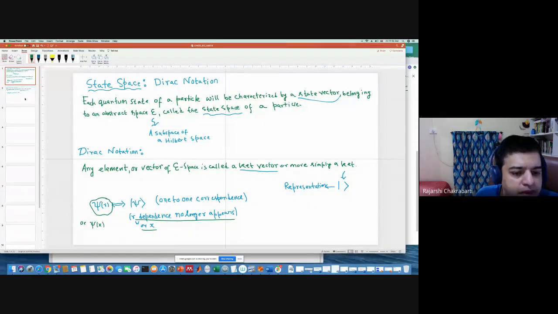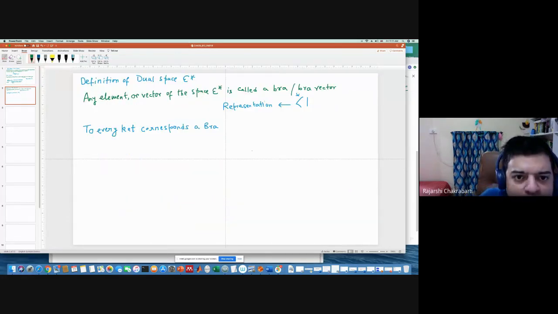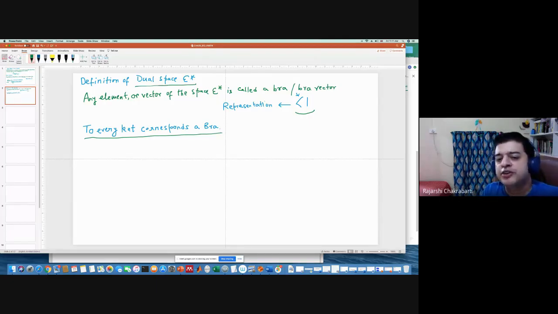We'll see how. So we have now introduced a space. In that space, you have elements. They are called Kates, and they are represented like this, shown here. And then there is another space, which is the dual space of the space where the Kates belong. In this dual space, we have elements or vectors. They are called bra vectors or bras, and they are represented by this symbol. And the most important thing is that to every Kate there is a corresponding bra. To every Kate corresponds a bra. Very, very important.